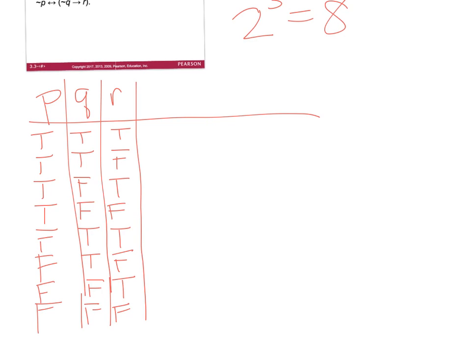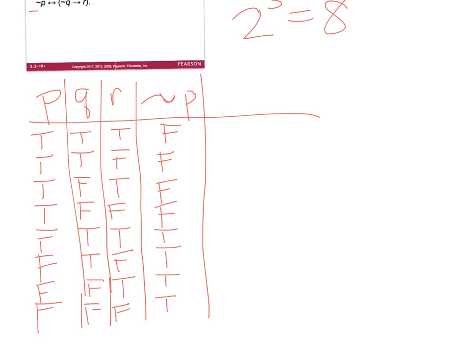Now, we first have to find our antecedent or the item that's in front. So we have to find not P first. The not P will be easy. That's just going to be the opposite of the P column. So that'll be 4 falses followed by 4 trues. Then we need to find the right-hand side. So we need to figure out what not Q is going to be.